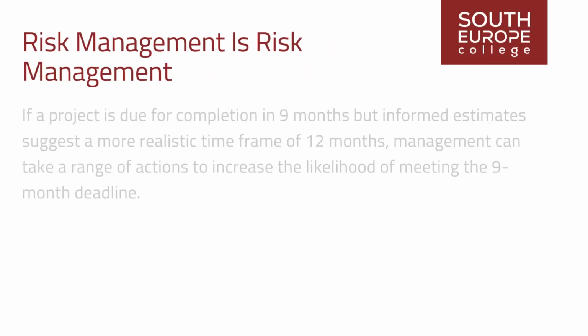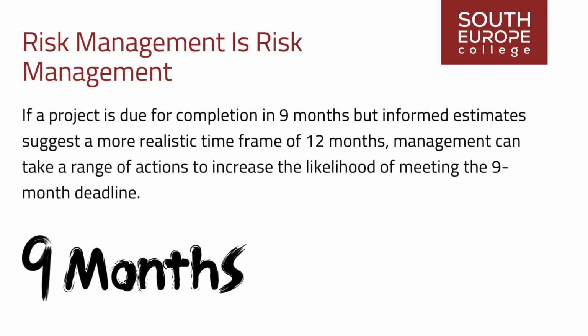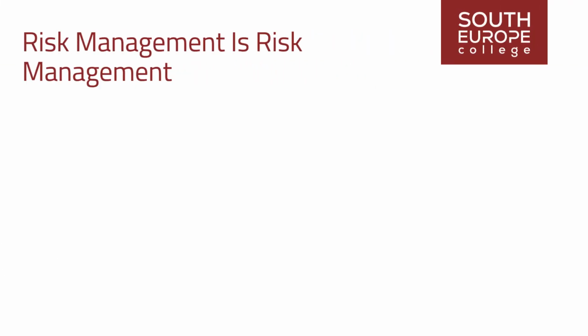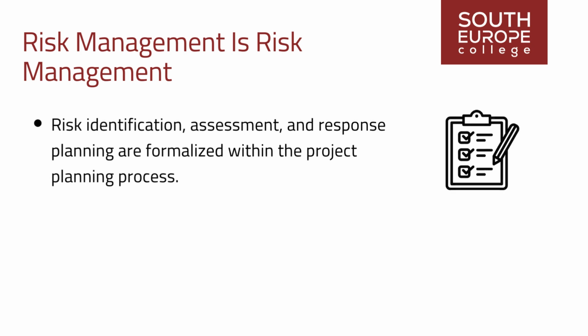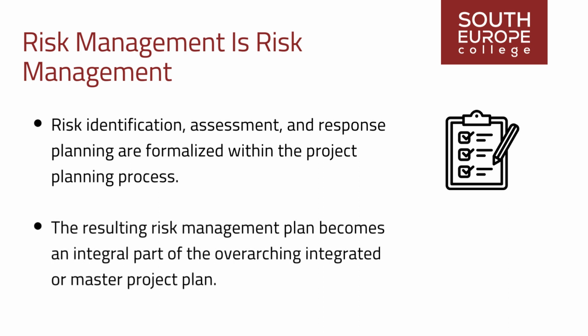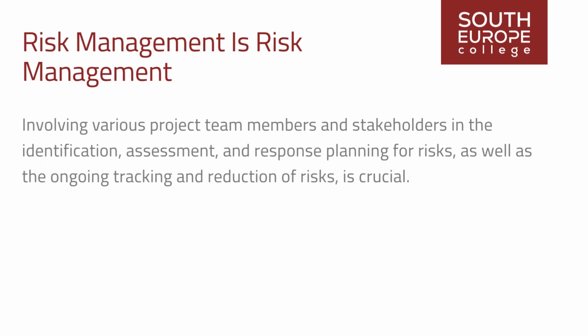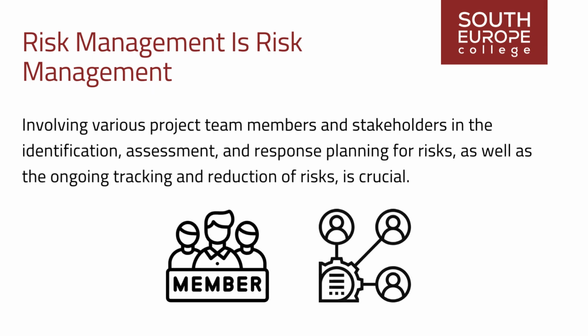For instance, if a project is due for completion in 9 months, but informed estimates suggest a more realistic timeframe of 12 months, management can take a range of actions to increase the likelihood of meeting the 9-month deadline. In an ideal scenario, risk identification, assessment, and response planning are formalized within the project planning process. The resulting risk management plan becomes an integral part of the overarching integrated or master project plan. Moreover, involving various project team members and stakeholders in the identification, assessment, and response planning for risks, as well as the ongoing tracking and reduction of risks, is crucial.